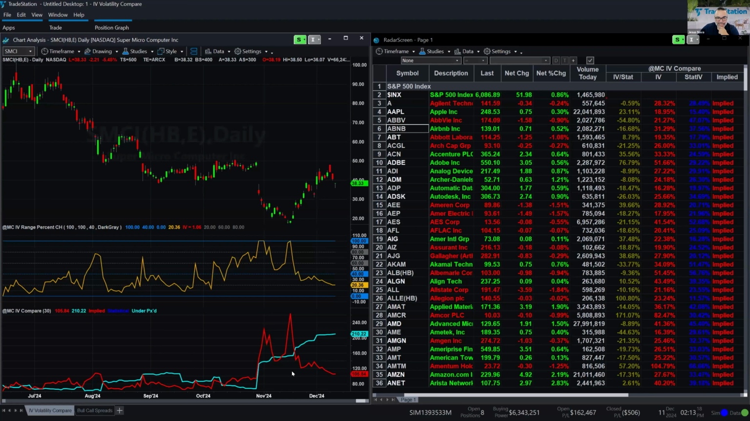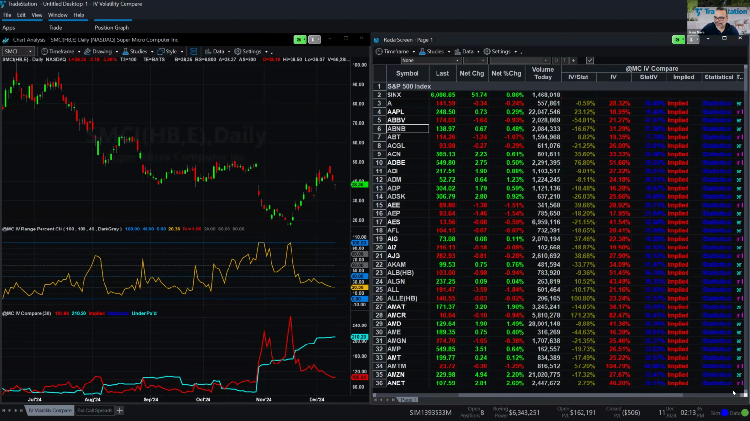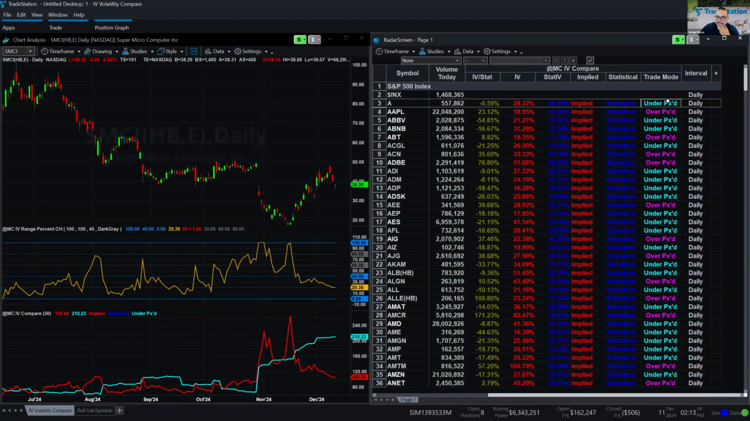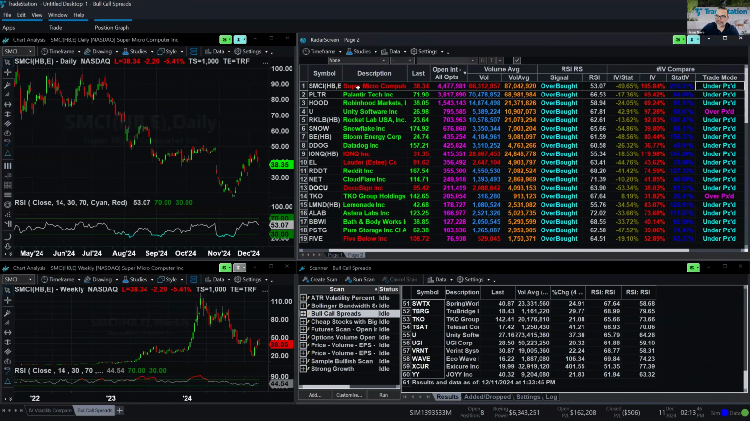And you can see here the relationship between implied and statistical, and in this particular case statistical is much higher than the implied. So for Super Microcomputer, we're talking about options that are underpriced. Of course, that's very clearly displayed here on the radar screen. I don't have Super Microcomputer here, but if I go back to the bull call spreads, you can see that Super Microcomputer is underpriced under this IV Compare study.